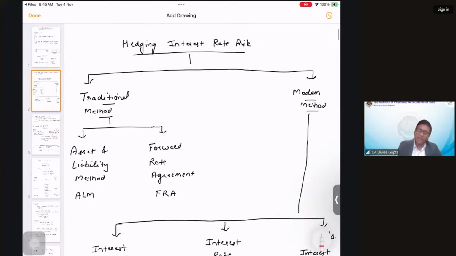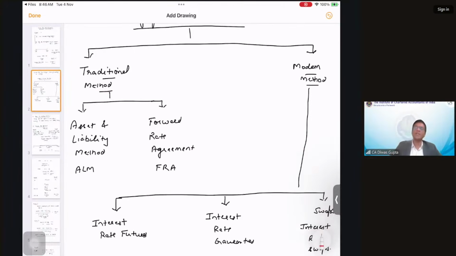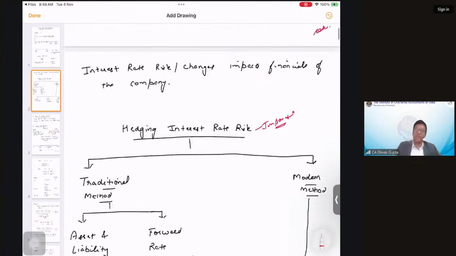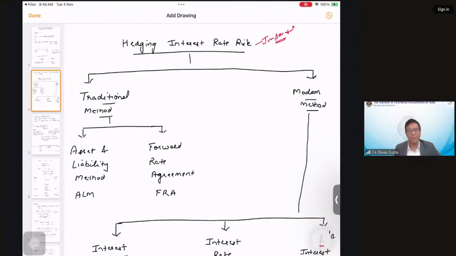Hence it becomes very important for us to hedge against those risks. Now, what are the methods? One is the traditional method, and the second one is the modern method. The traditional method includes the asset liability management method, ALM, and the forward rate agreement method, FRA, which stands for forward rate agreement.